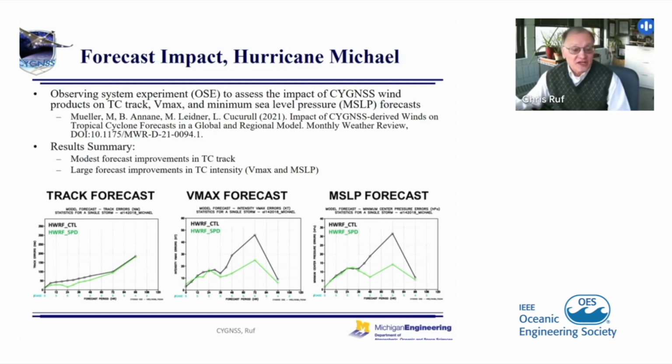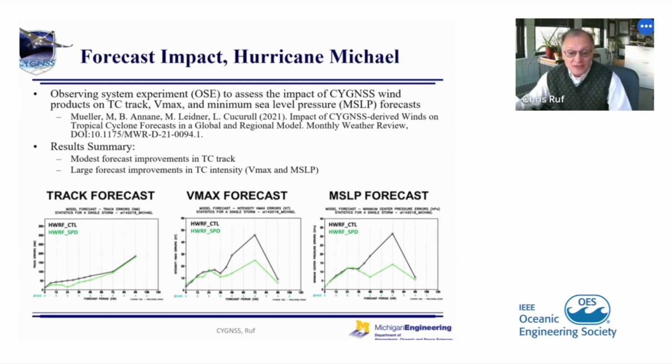These plots show the error in the track of the storm, which is where the center of the storm is, and then the maximum wind speed in the storm, the intensity, and then the minimum sea level pressure, the air pressure in the center of the storm. And the black lines are the control. The control is what the operational forecast predicted when the storm was actually happening. This is done by the United States National Hurricane Center. And this storm in particular, I think it's Michael, Hurricane Michael, had a very poor forecast for the intensity.